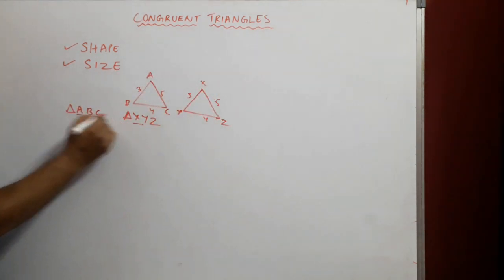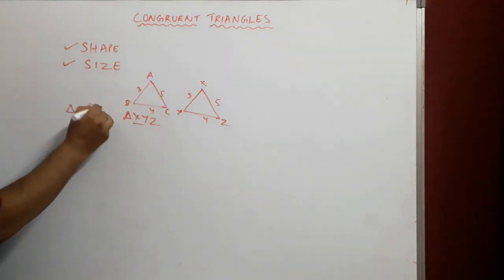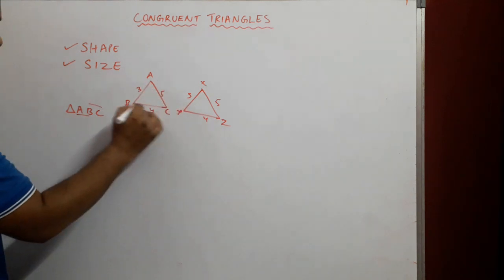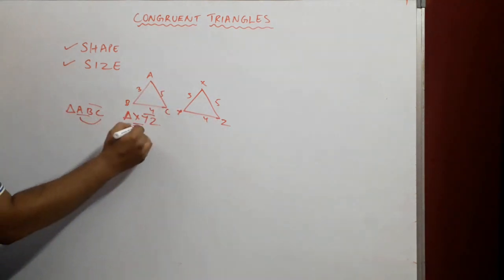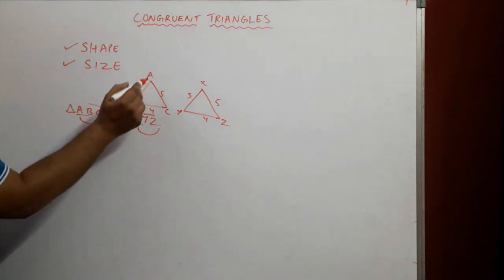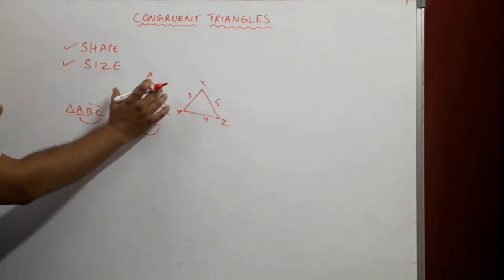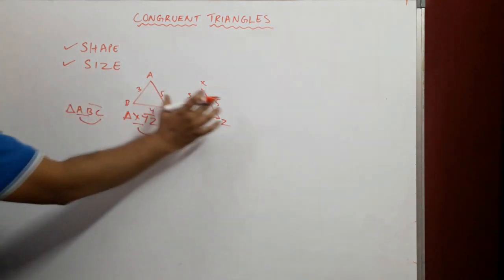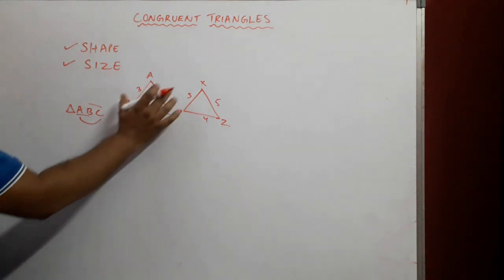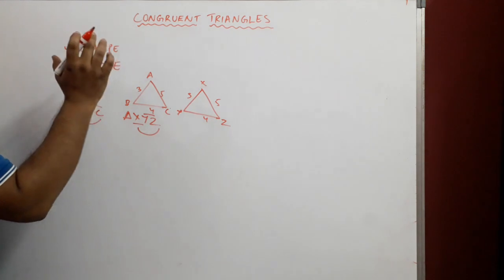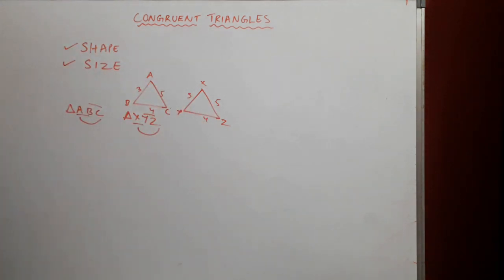So if you have a look over here, AB should correspond with XY and BC should correspond with YZ, and AC should correspond with XZ. This is if we put this triangle on this particular triangle. Now when we put this triangle on this triangle, if the shape is the same, if this triangle covers this triangle perfectly, that means these two triangles should be congruent.